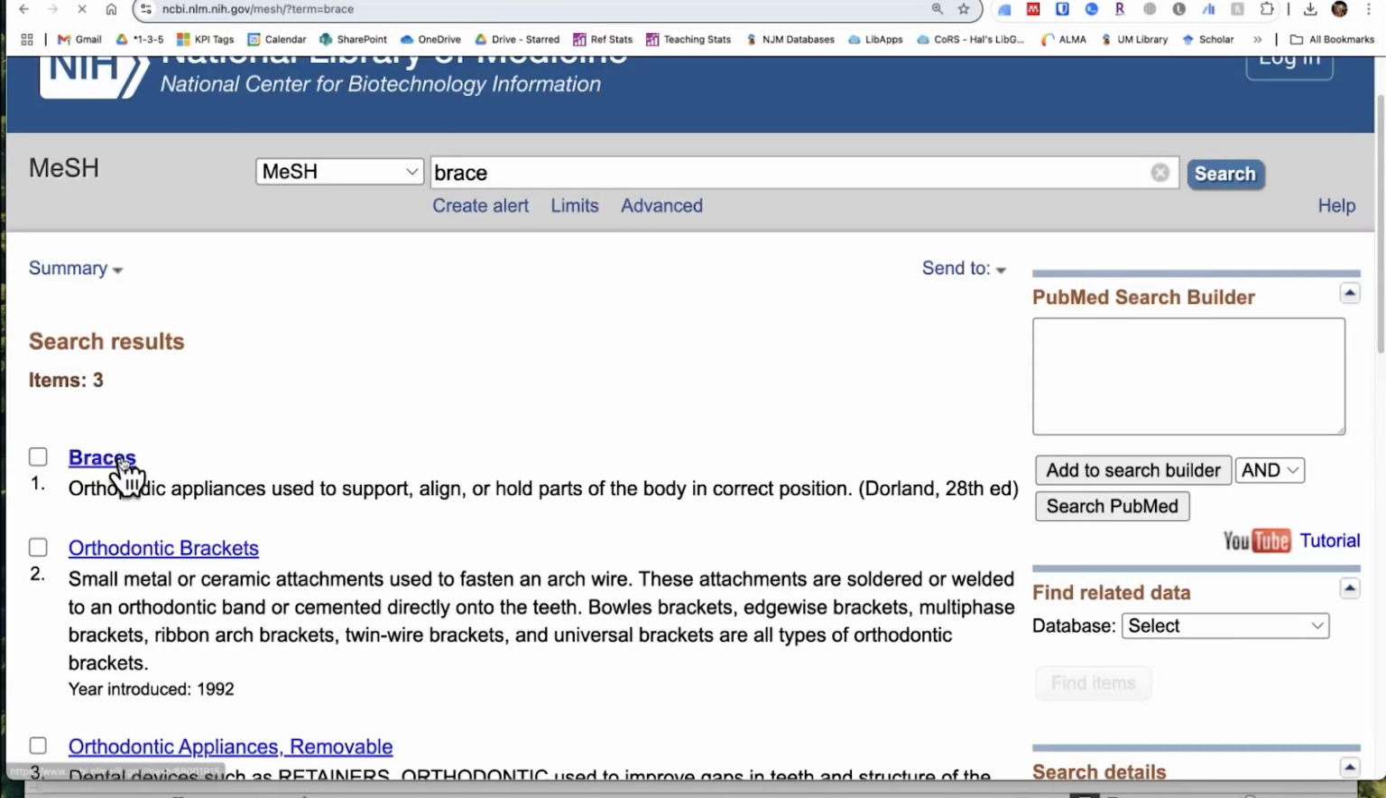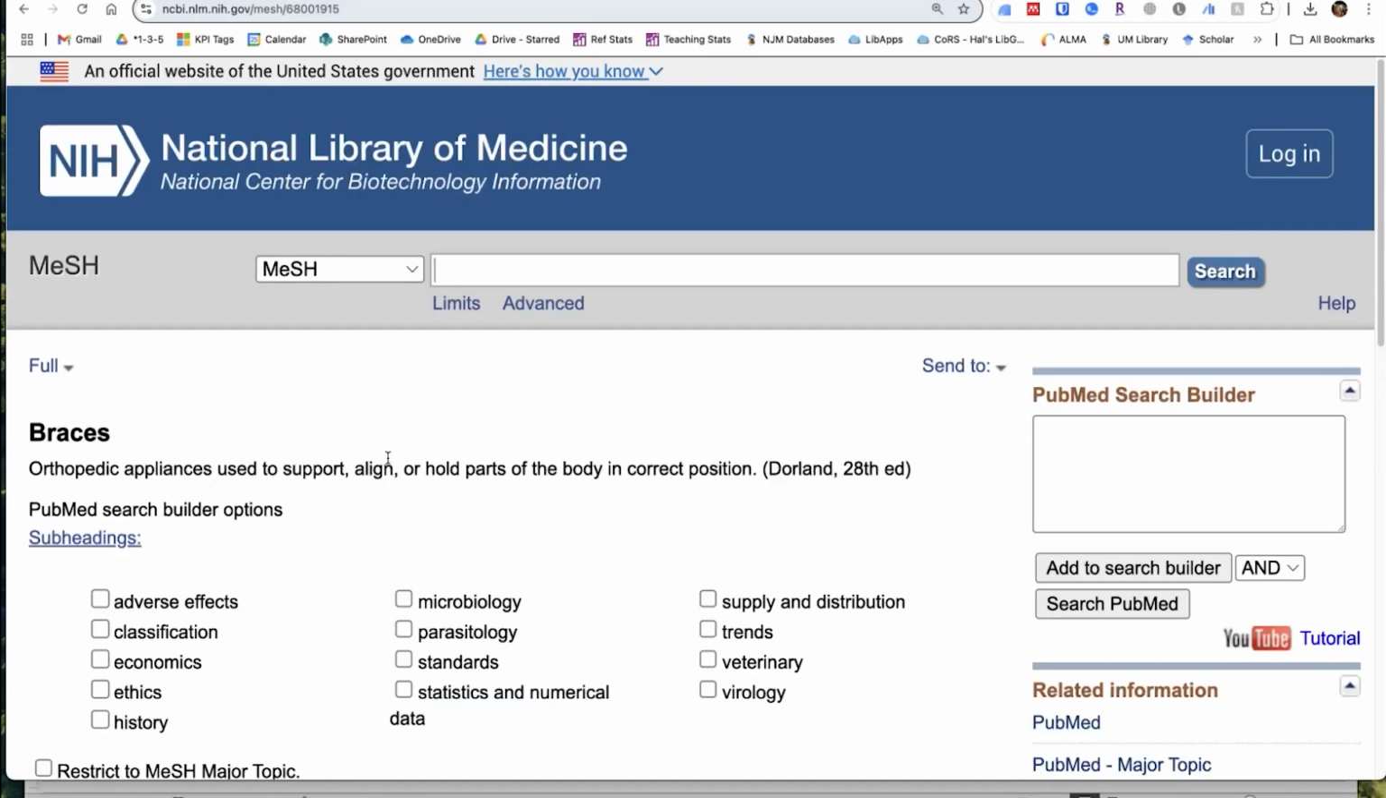So I used braces when I was teaching dentistry students, because that's what I called them. Let's use that brace. But braces as a MeSH term only refers to orthopedic appliances. So if you are talking about orthodontic appliances, that is a different MeSH. So sometimes reading those definitions can be helpful based on what your term is.